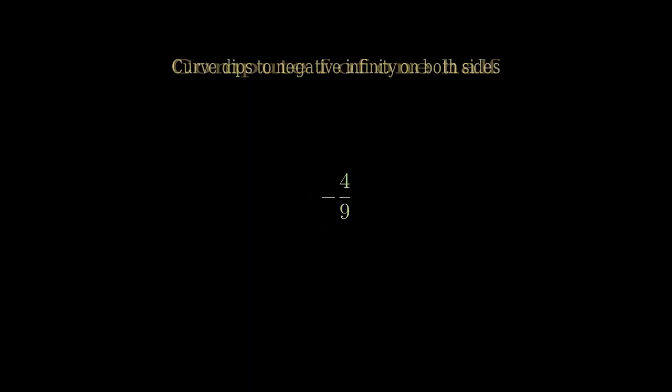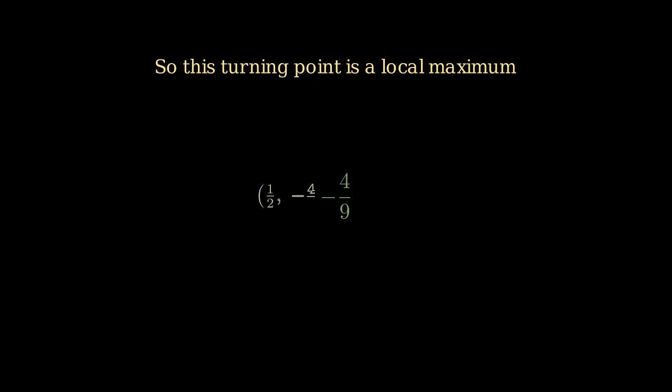This point sits between the two vertical asymptotes, and the curve dips down to -infinity on both sides of it. So this turning point at x equals 1/2, y equals -4/9 must be a local maximum. Now we can sketch the curve using this information.